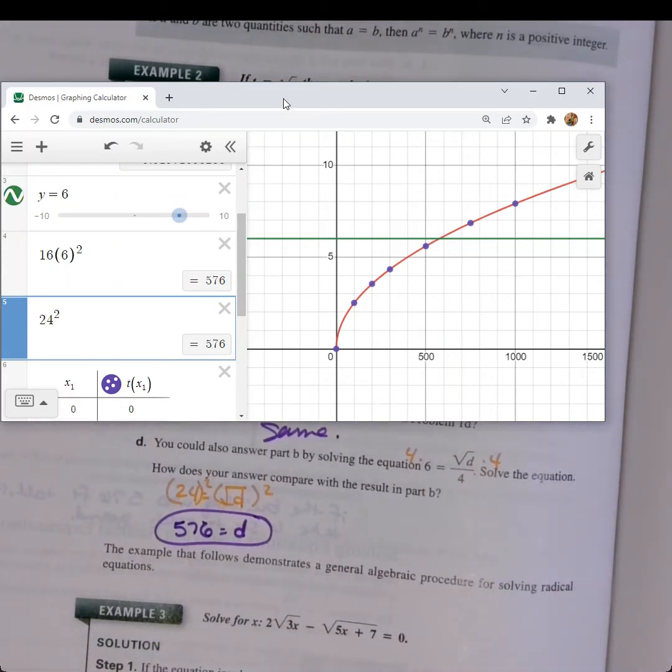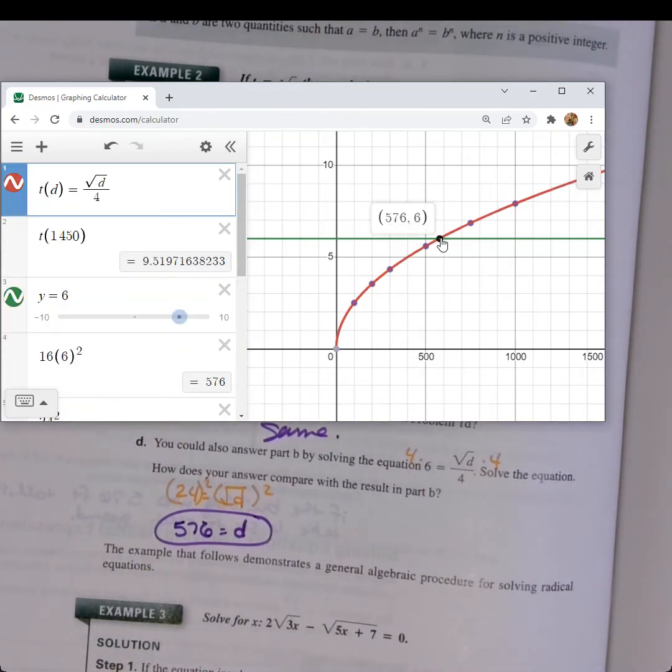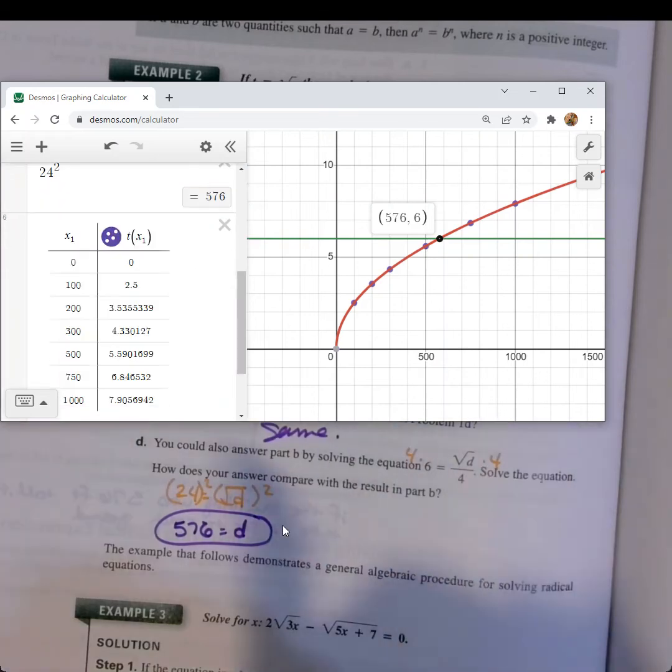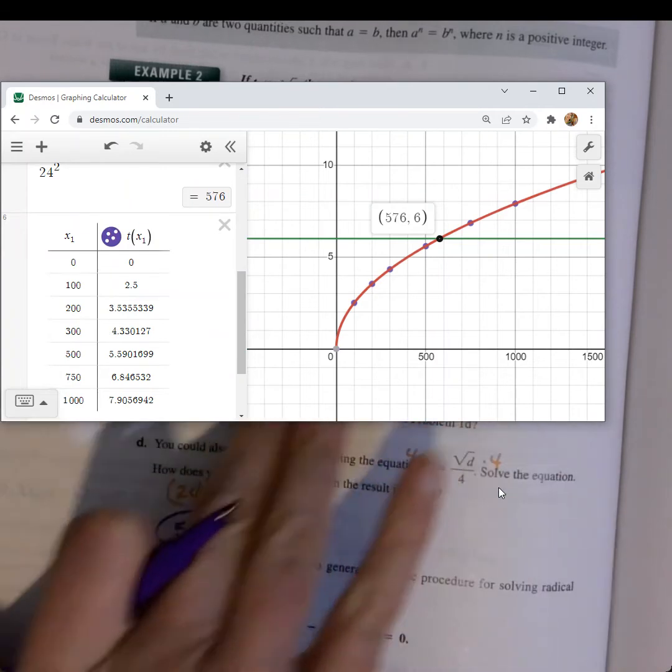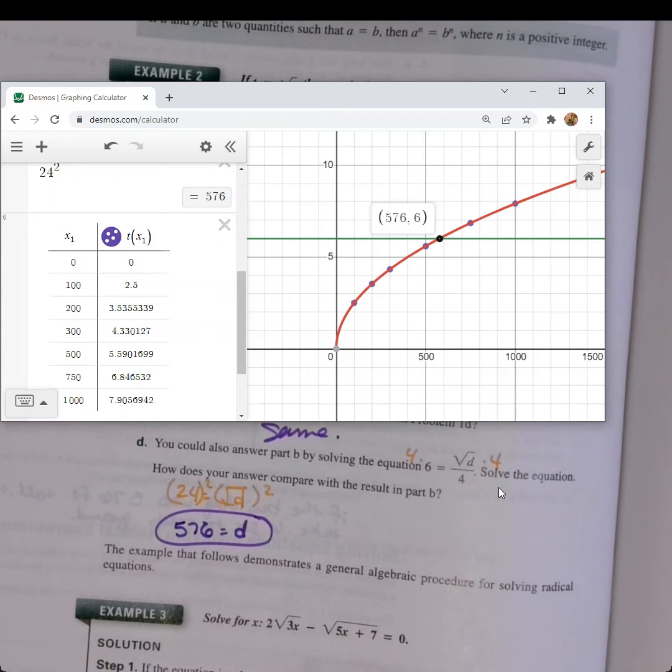We solved graphically first, right? We graphically solved this and got our 576, but algebraically I would have solved it by squaring both sides, multiplying that 4 over in either order. If you square both sides first, you would have had 16 to multiply over, of course, or you multiply over first and then square both sides.